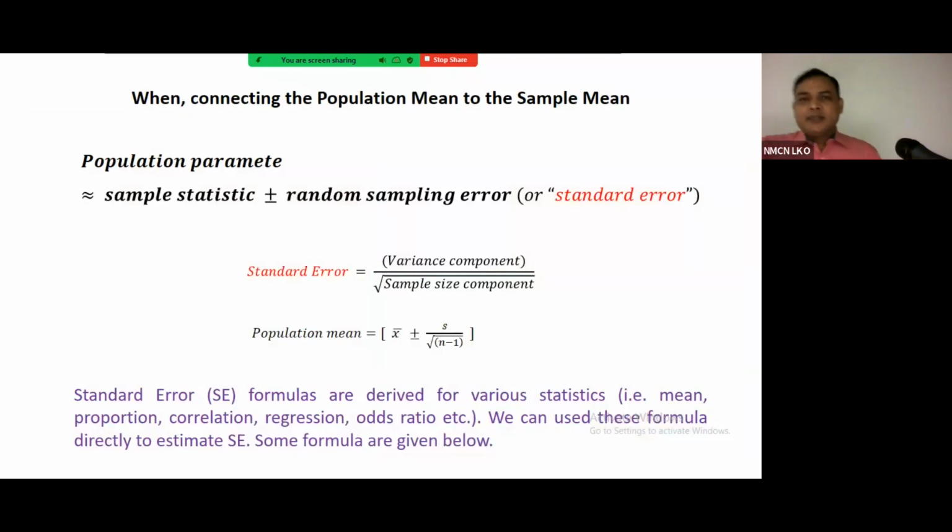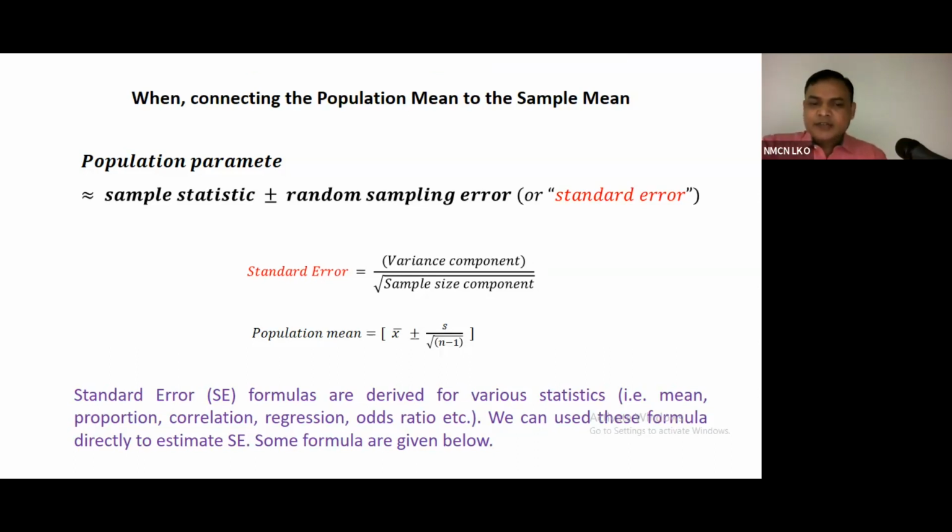Now, if we connect the previous example where we have taken the mean hemoglobin level of population and the sample, we can relate them through this formula: the population parameter is equivalent to the sample statistic plus or minus random sampling error, which we can say is the standard error. The standard error is basically defined by the variance component divided by the square root of the sample size component.